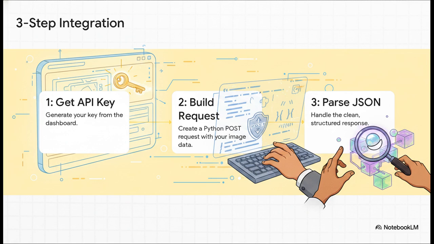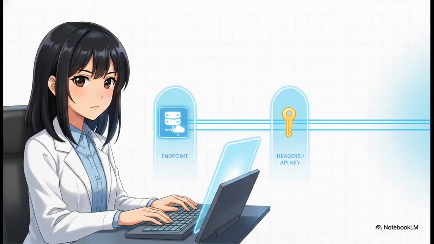That's it, seriously. And building that request is as easy as it gets. You just define your endpoint, pop your API key into the headers, and you're good to go. It's just a standard post request, which means you can drop it into any Python script and start batch processing your entire image library in minutes.